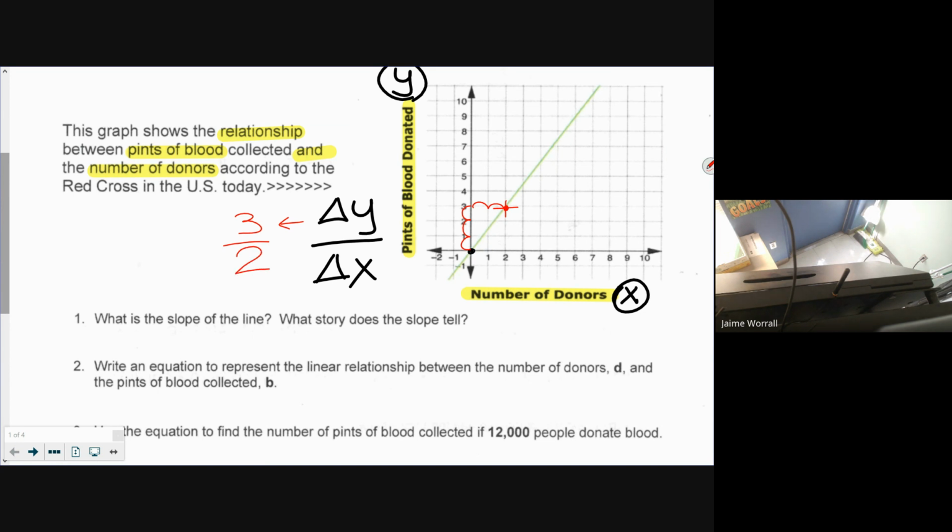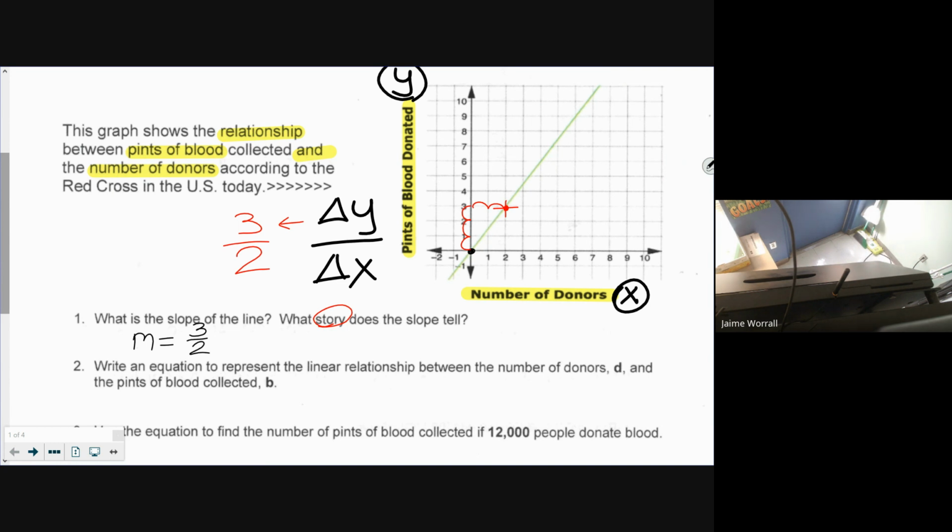So now you're going to tell the story of your slope. And I will pay one of you smart people out there to give me the story of m is equal to 3 over 2. Oh, a burst of mathematical energy. Enzo, what says you? For 3 pints of blood donated, there's 2 donors. Sound good? Yeah. Okay. 2 donors, you get 3 pints of blood. Good for you, Enzo. Thank you for that burst of mathematical energy.